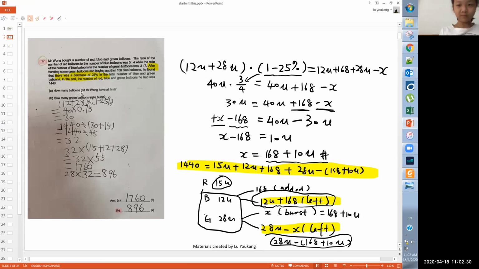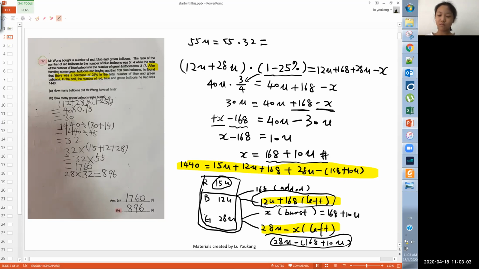So what do they want? How many balloons did Mr. Wong have at first? At first is how many U? At first is 15U. You add all these up, right? So you have 55U. So 55U means 55 times 32. 1U is 32, right? So 55 times 32. So you should have 1760. Okay? So that is part A.